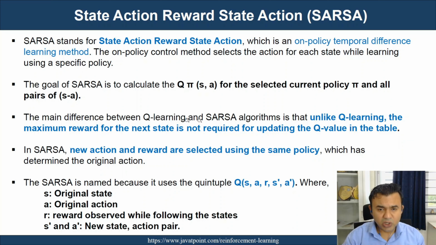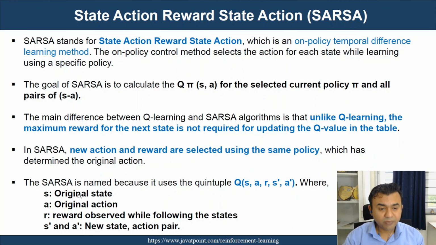Now the major difference between Q learning and SARSA is that, unlike in Q learning, the maximum reward for the next state is not required for updating the Q value in the table. That is the difference here. In Q learning, we used to compute the maximum reward. Here we do not compute the maximum reward, but we look at the optimal policy which may try to maximize the reward, so it's kind of policy based. In the SARSA algorithm, the new action and reward are selected using the same policy which has been determined in the original action.